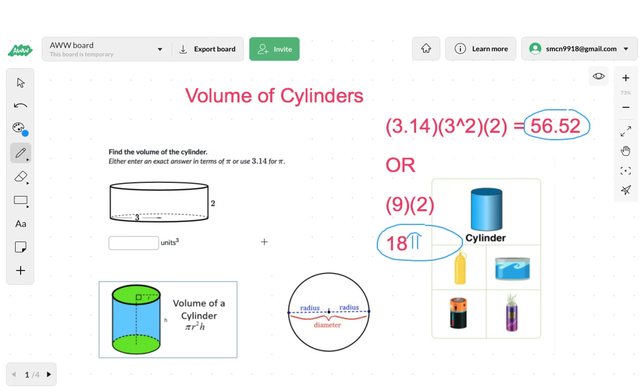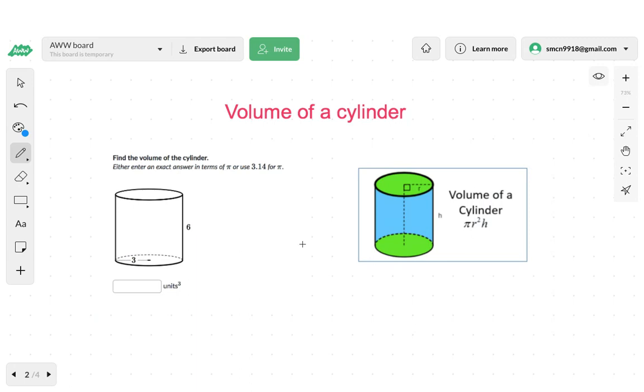All right, so I'm going to show you one more example. Okay, so let's set up the equation first. So I'm going to do the first way first with the 3.14. Let's put that in first. And then my r squared, I'm going to look to my picture. I see my r squared is 3. I know 3 times 3 to be 9, so I'm just going to write in 9. And then they say the height is 6.